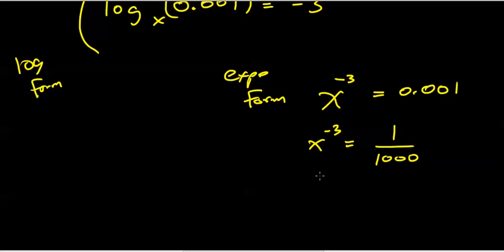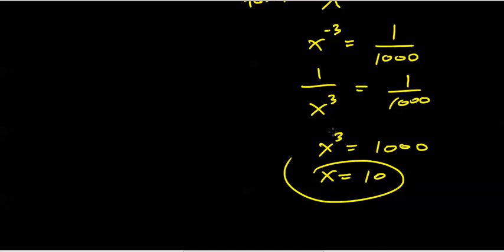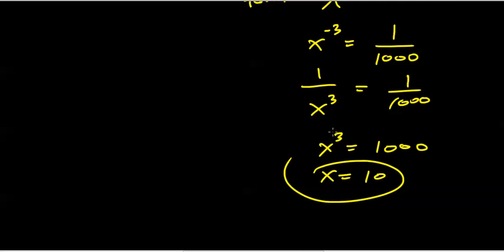And what is x to the minus 3? That's really 1 over x cubed. So if 1 over x cubed equals 1 over 1,000, that is equivalent to the denominators being the same, since the numerators are the same. So if x cubed equals 1,000, then it's an easy conclusion that x equals 10. So the log of 0.001 base x equals minus 3, and the solution to that equation is x equals 10.